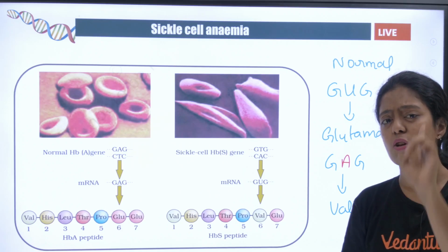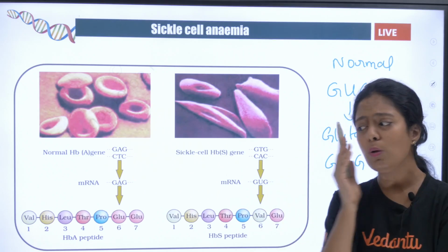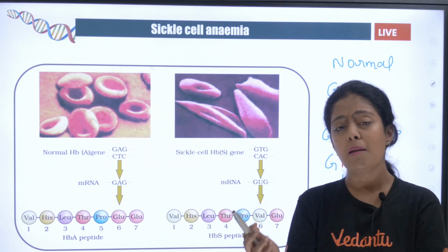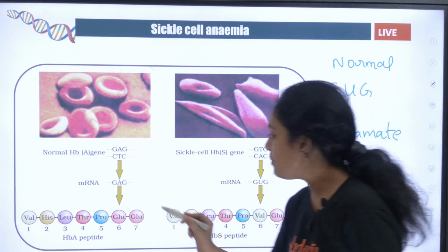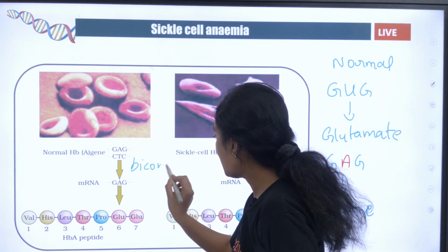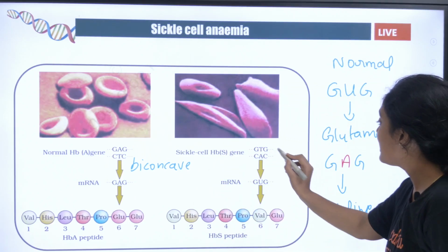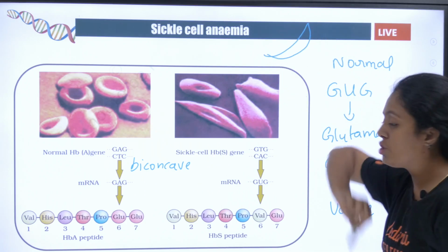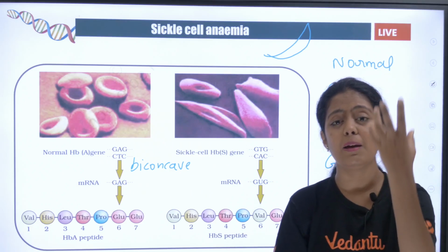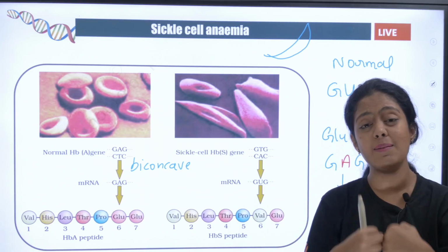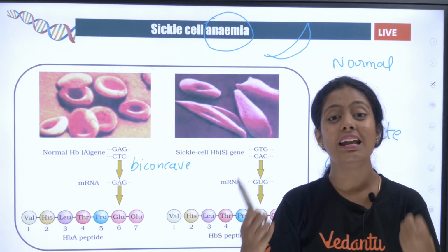This change in one amino acid makes my RBC sickle shaped. Ma'am, how can one amino acid change my RBC shape? Yes, it can happen. That is the power of an amino acid. Usually the shape of an RBC is biconcave. But in sickle cell anemia the shape of the RBC is sickle shape, like a half moon. As a result the oxygen carrying capacity of your hemoglobin decreases, so the person becomes anemic, a lack of oxygen.